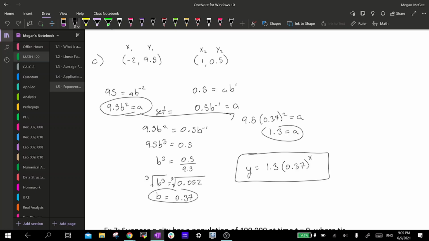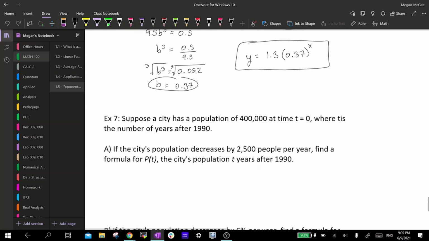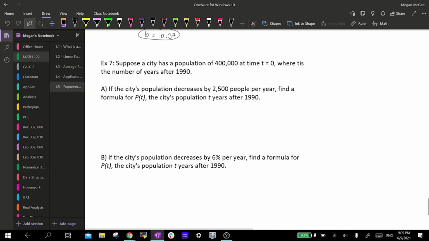All right, example number 7, and this is our last one for today. Suppose a city has a population of 400,000 at time t is equal to 0, where t is the number of years after 1990. Part A says if the city's population decreases by 2,500 people per year, find a formula for P of t, the city's population, t years after 1990.